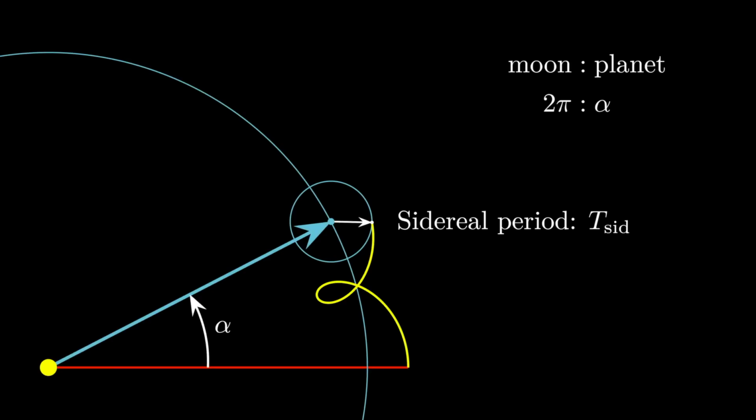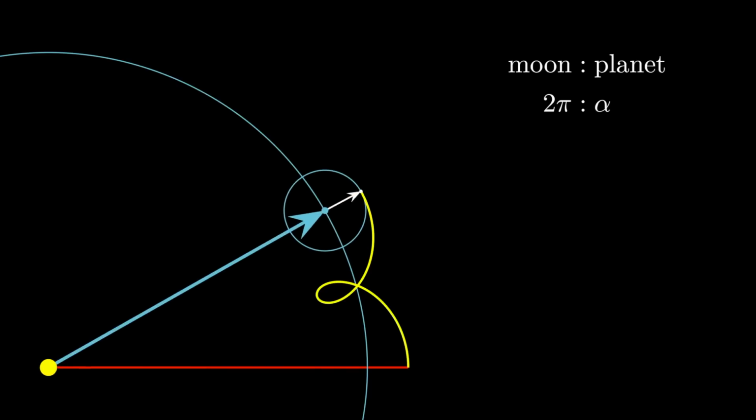Notice that at this point in the trajectory, the moon is not aligned with the planet and the star. However, a little while later we will once again reach the geometry of a full moon. At this point, the moon has undergone an additional angular displacement we'll call beta, and which is equal to the total angular displacement of the planet. The orbital period from full moon to full moon is called the synodic period.